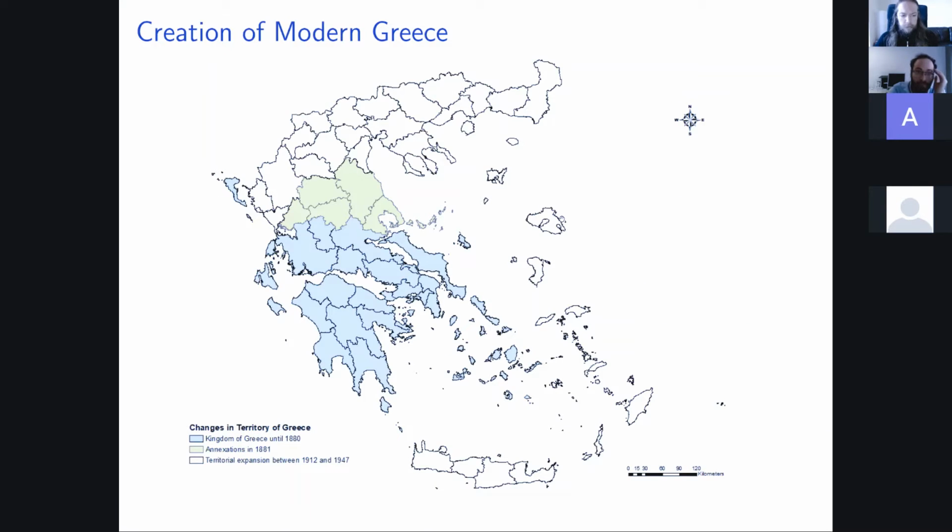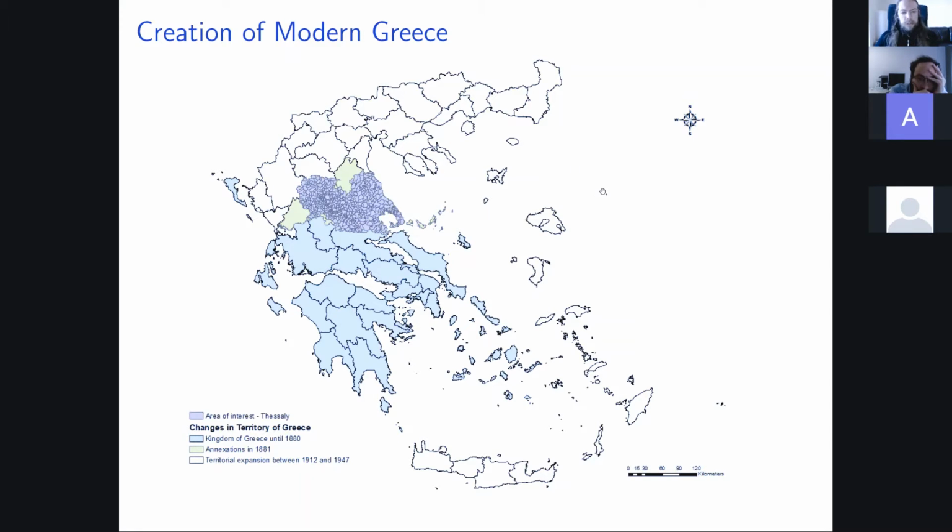This is a map of Greece. So Greece today is much larger than it used to be. In white, you can see, for instance, all the regions that are part of Greece now. With blue, you can see the Kingdom of Greece up until 1880. And with green, you can see the annexations of 1881. So Thessaly and another region, Arta.